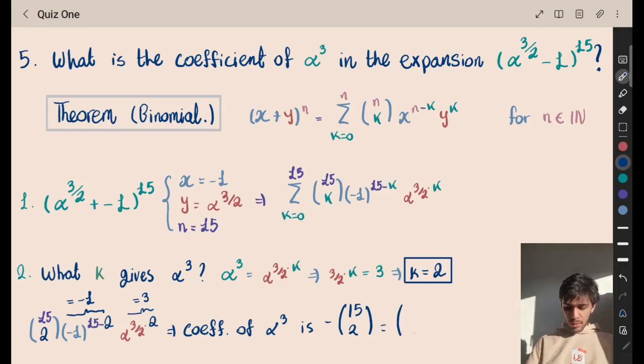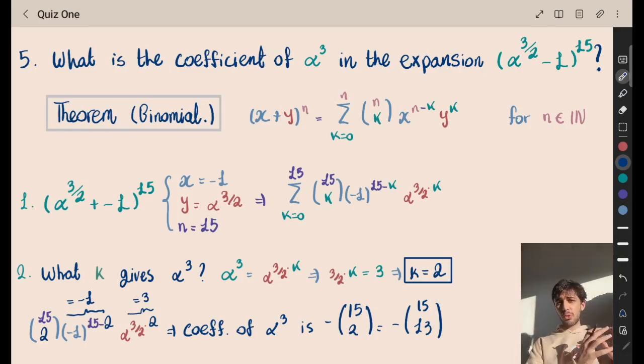You could also have the alternative, which is minus of 15 choose 13, and this is also a correct answer. Now you should by now already know that these two answers are equivalent, because in a sense, if you're choosing 2 items out of 15, it is the same thing as excluding or not choosing 13 items out of 15.